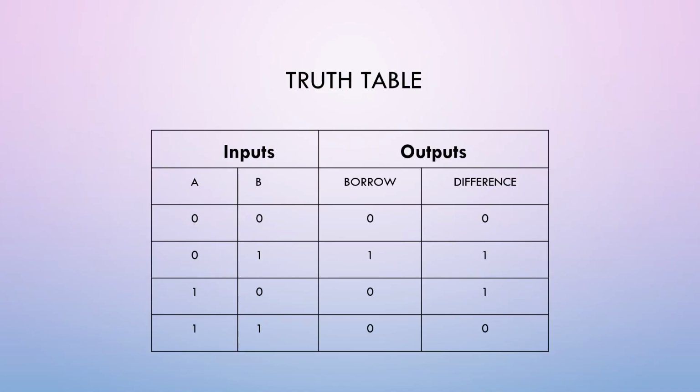The truth table of the half subtractor is like this: inputs A, B, outputs borrow and difference. When both the inputs are 0, the outputs will be 0. When B is 1, borrow will be 1, difference will be 1. When A is 1, borrow will be 0, difference will be 1. When A and B are 1, the borrow will be 0 and the difference will be 0.